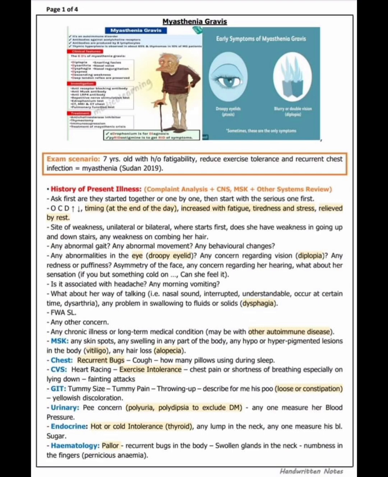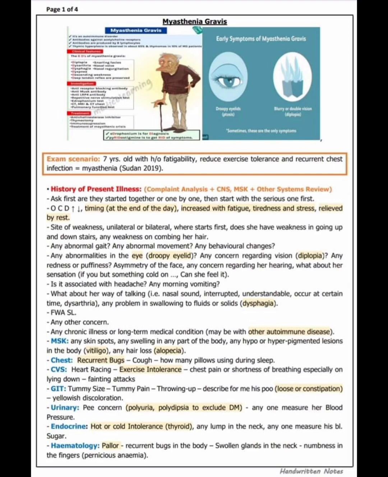Any chronic illness or long-term medical conditions, maybe with other autoimmune disease. Remember, in a Myasthenia gravis patient the history can include another autoimmune disease, for example Addison's disease can be present. Then systemic review, musculoskeletal, we ask any skin spots, any swelling in any part of the body, any hyperpigmented lesions in the body like vitiligo, any hair loss, alopecia presence or not, we exclude.